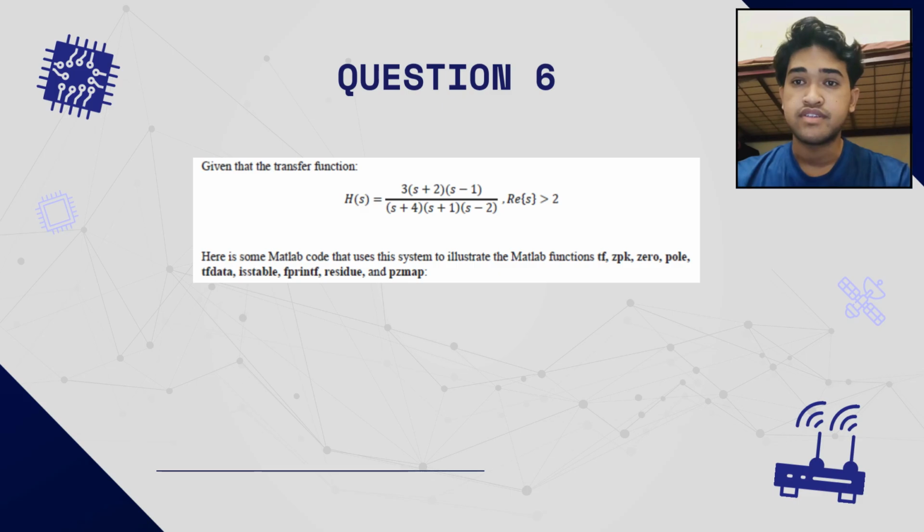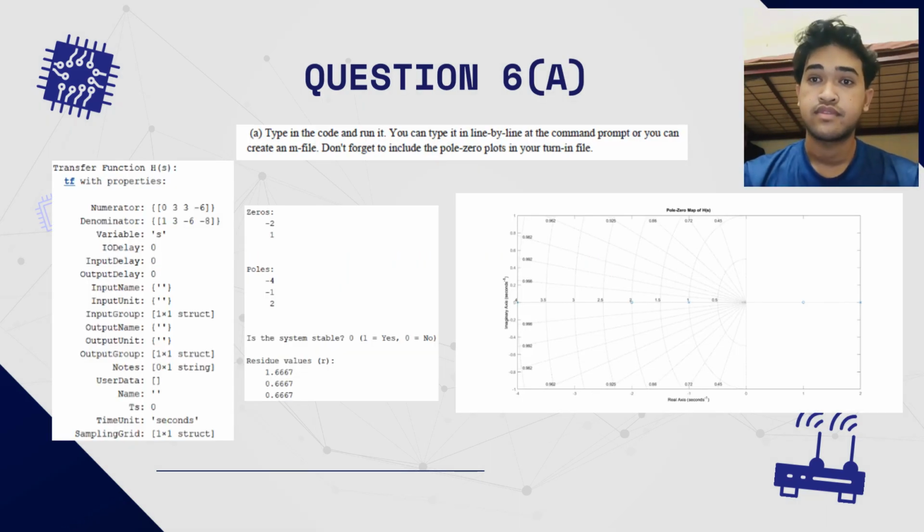For question 6, given the transfer function, use MATLAB commands such as tf, zpk, pole, zero and pzmap to analyze the system. For question 6a, we define the zeros, poles and gain. Zeros are at -2 and 1, poles at -4, -1 and 2, gain is 3. Then we convert the model into transfer function form and plot the pole-zero map.